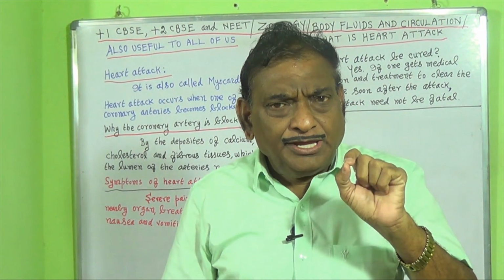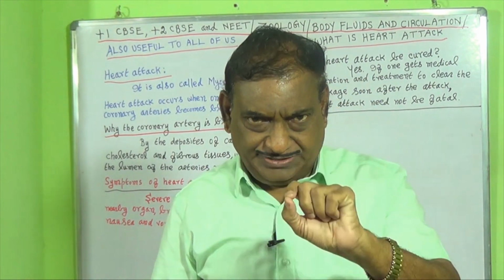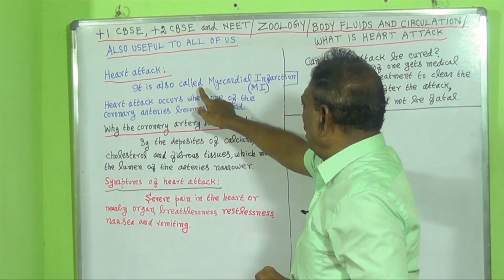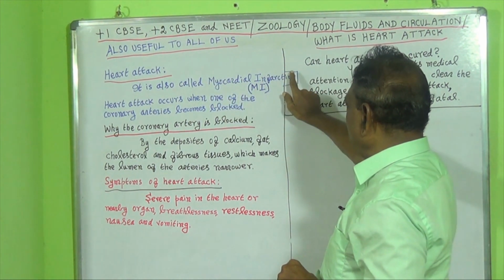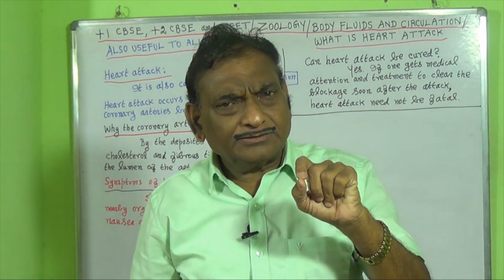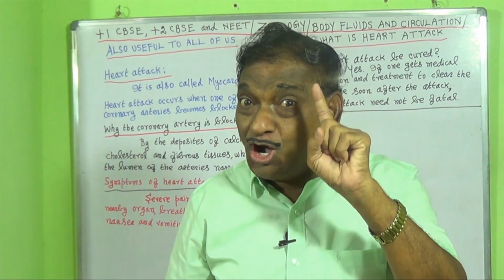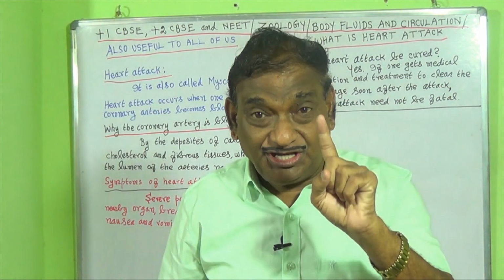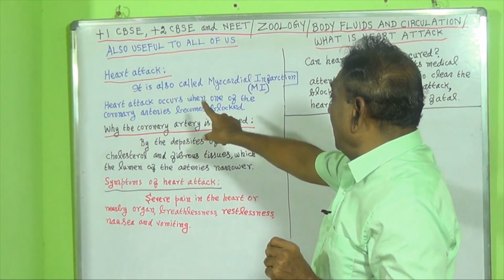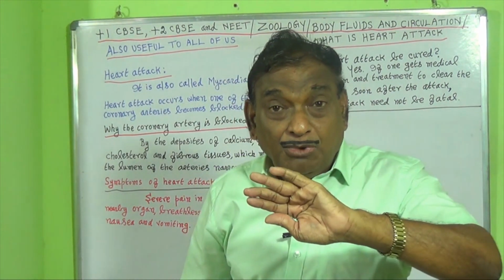The heart attack is also called myocardial infarction, that is MI. Then what is heart attack? The heart attack occurs when one of the coronary arteries becomes blocked.